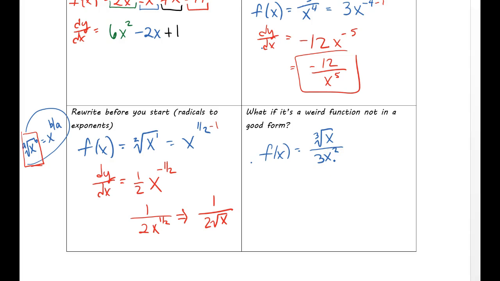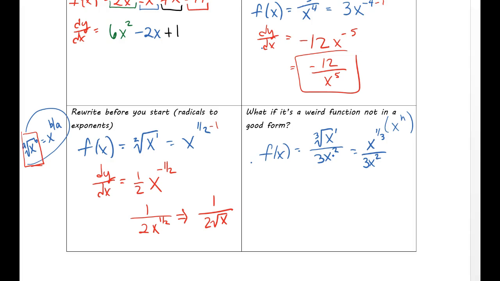No, no, no. You cannot use these shortcut rules until you get it to look like x to some power, okay? So you just have to simplify this. So I'm going to do a couple things. I'm going to rewrite it. So I'm first going to rewrite this. There's an invisible 1 here. So this is x to the 1/3 power. And then on the bottom, I'm actually just going to leave that alone because it already looks okay. There's no radical.